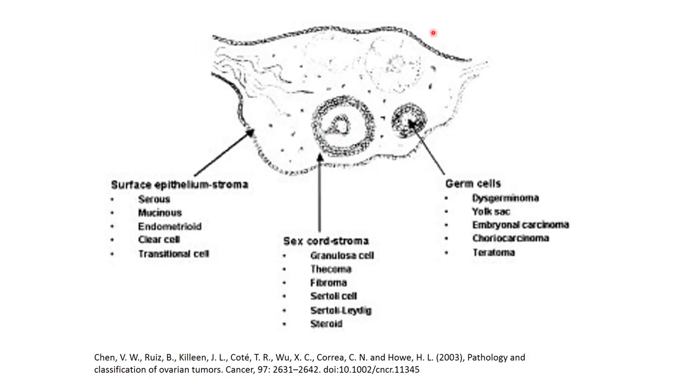Now this is a mature ovary, and again we can see the surface epithelium from which develop the serous tumors, mucinous tumors, endometrioid tumors, clear cell tumors, and transitional cell tumors. And from the sex cord and the stroma we have the granulosa cell tumor. This is the granulosa part. The thecoma, the theca cells will be here. Then the fibroma, again from the interstitial or mesenchymal part of the genital ridge. Then Sertoli cell and Sertoli Leydig cell tumors. Then from the germ cells we get dysgerminoma, yolk sac tumor, embryonal carcinoma, choriocarcinoma, and teratoma.